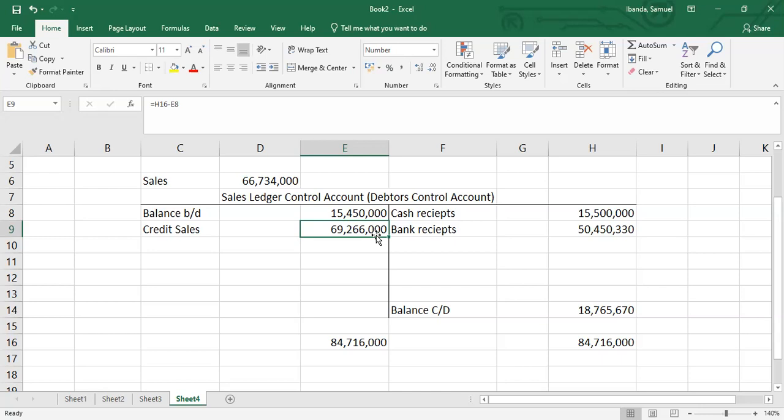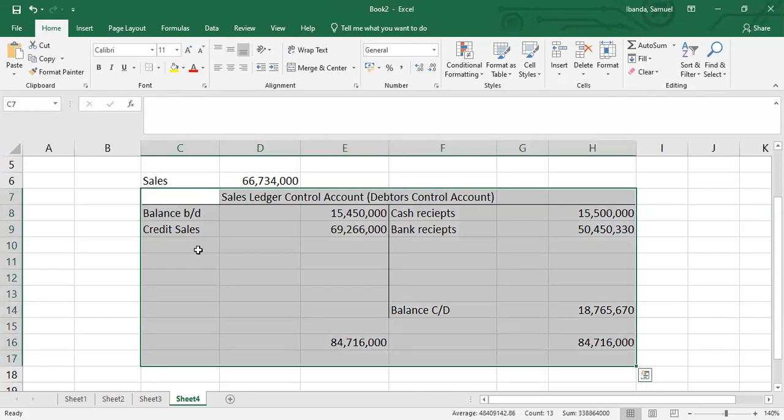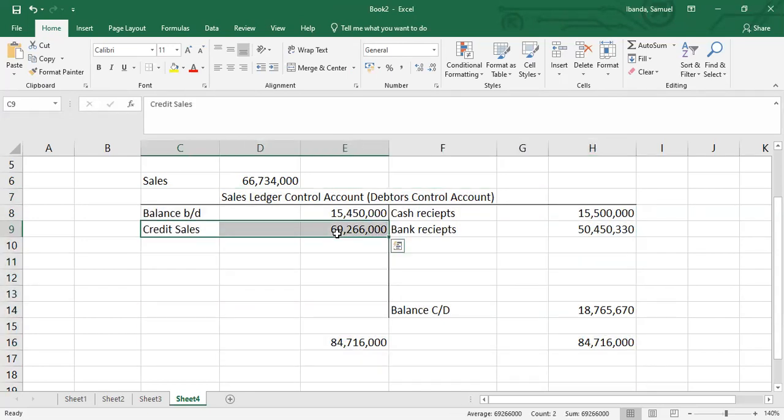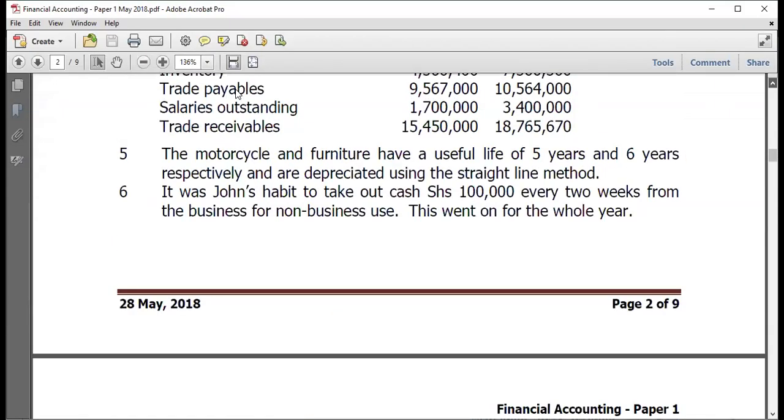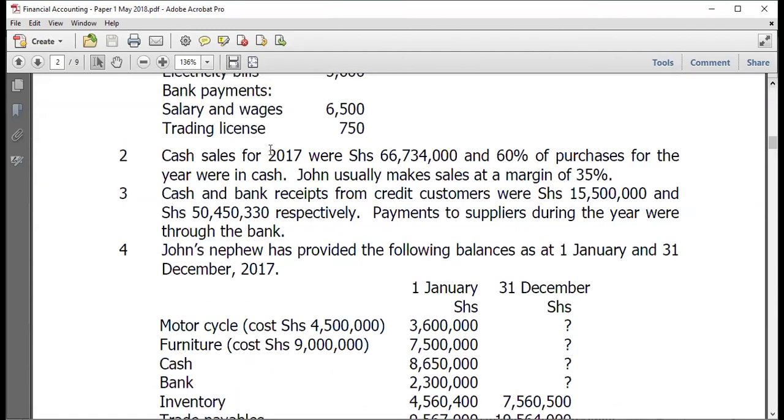I'll say that in most cases, in most of the questions that you face, they will not give you this credit sales figure. And the reason why I've drawn up this account is to actually determine the credit sales figure. This is what I'm interested in, okay? Because in the information that they have given me right here, they only gave me the cash sales, to be 66,734. They didn't give me the credit sales.